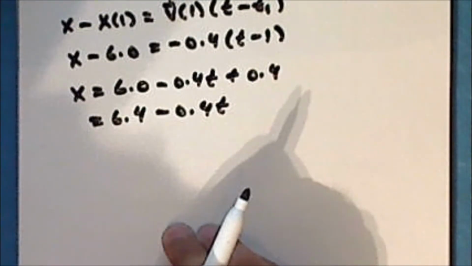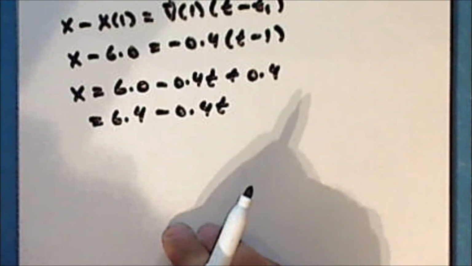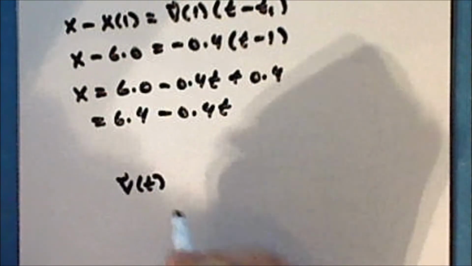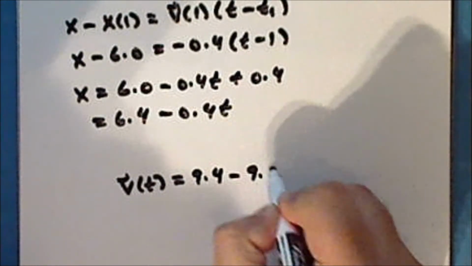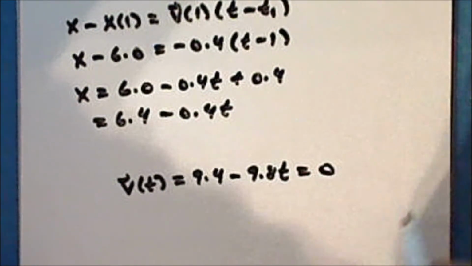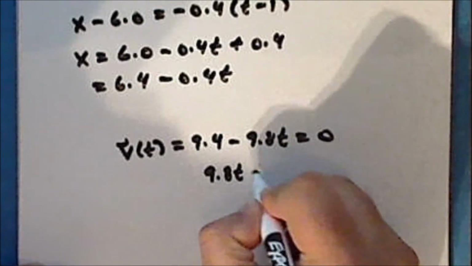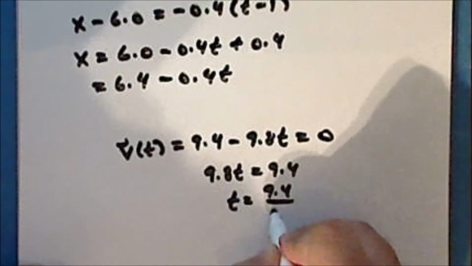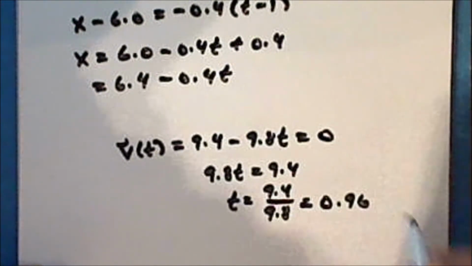Now we can also use the velocity function to determine the inflection points for the position function. And these are the points where the particle changes direction, and the inflection points occur where the velocity function is equal to 0. And so for our velocity function, which is 9.4 minus 9.8 times t, we will set this to 0 and solve for the time t. So we have 9.8 times t is equal to 9.4, so that t is 9.4 divided by 9.8, which to two significant figures is 0.96.